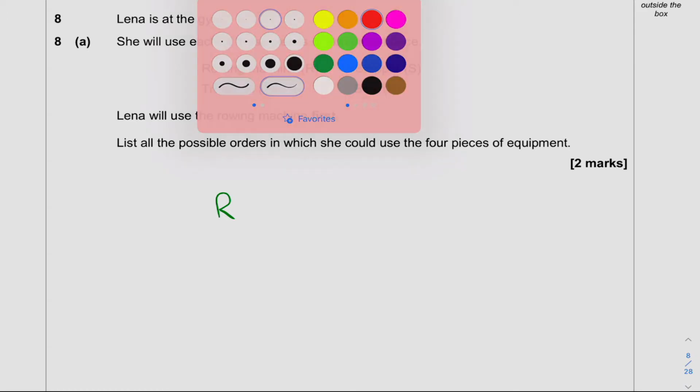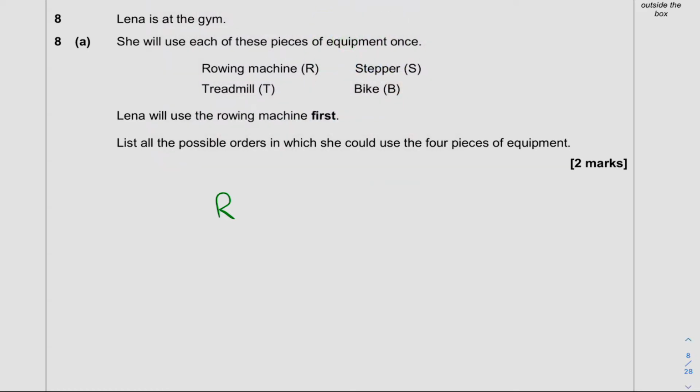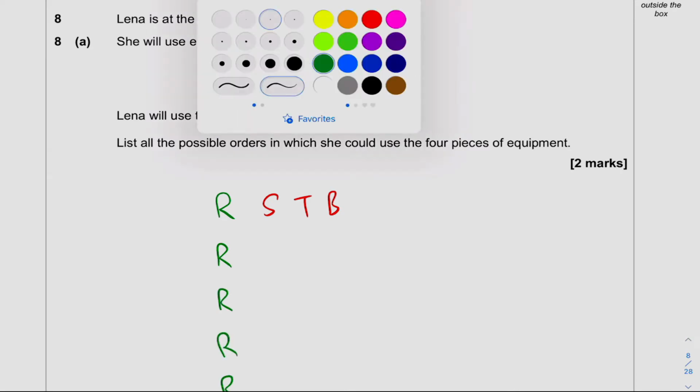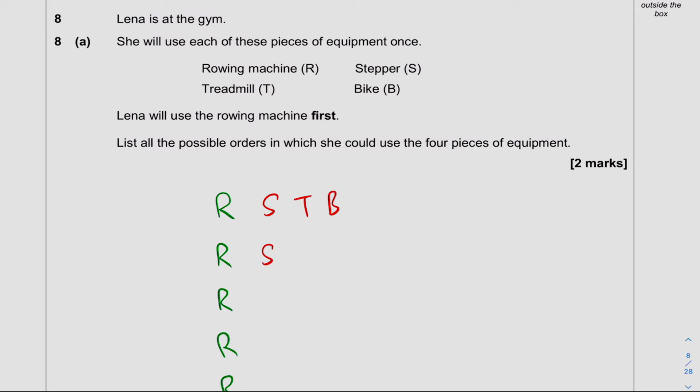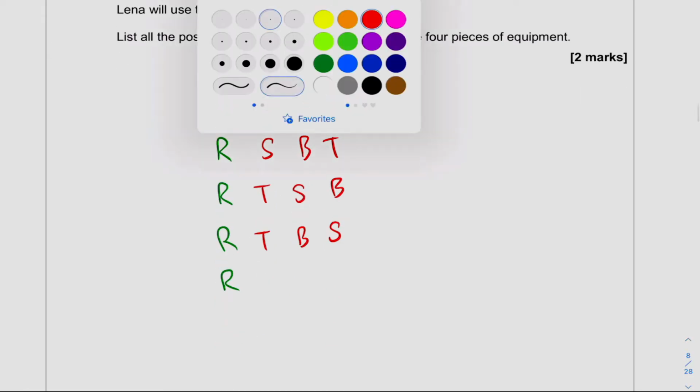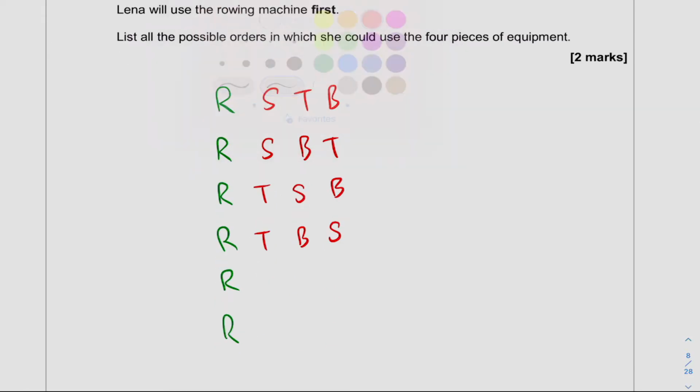So she could then do stepper, treadmill, bike, so S, T, B. I'll write a load of R's down. She could then do stepper, bike, treadmill. She could then do treadmill, stepper, bike, treadmill, bike, stepper, and we need one more R, I believe. And she could then do, let's see, which one haven't we done first? B, so B, and then we'll do S, and then T, and then B, T, S. And they are all the combinations.